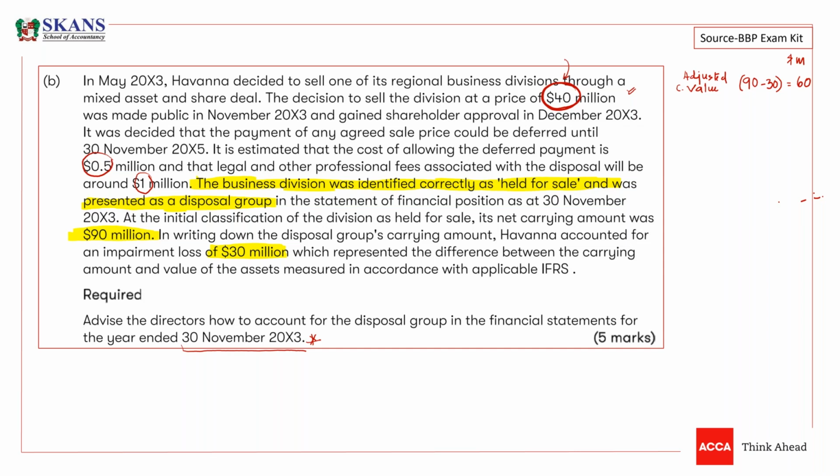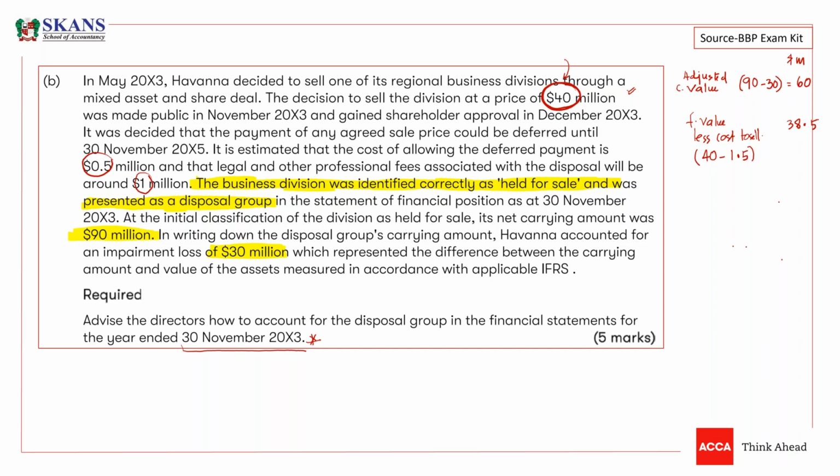So what is next now? We have the adjusted carrying values. Now you have to take fair value less cost to sell and make a journal entry. So what is the fair value less cost to sell, guys? 40 is the expected price and cost to sell is 1.5. So the total amount, fair value less cost to sell, is 38.5.